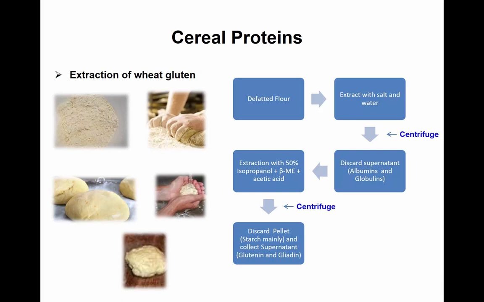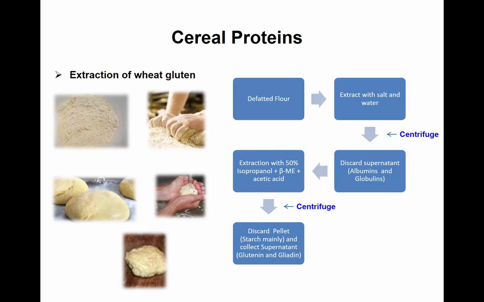So what you want to do, you have another chemical way of extracting your proteins, and this is the Osborne fractionation. So you take your flour, defatted, and you mix with salt and water, and you discard the supernatant that has albumin and globulins, and the precipitate, you wash or extract it with 50% isopropanol and beta-mercaptoethanol and acetic acid, so you're extracting your prolamins and glutelins together. You're solubilizing everything, the gliadins and the glutenins. Centrifuge, and you discard the pellet. Here's any starch remaining in your process that would be precipitated, and your supernatant is glutenin and gliadins.